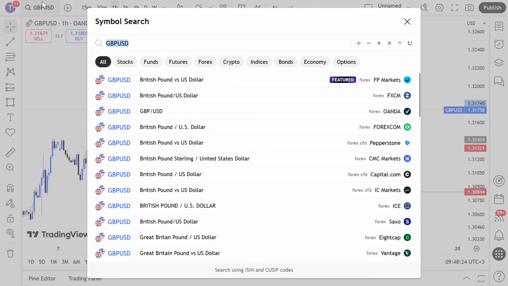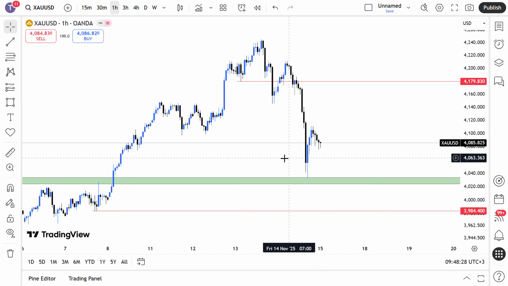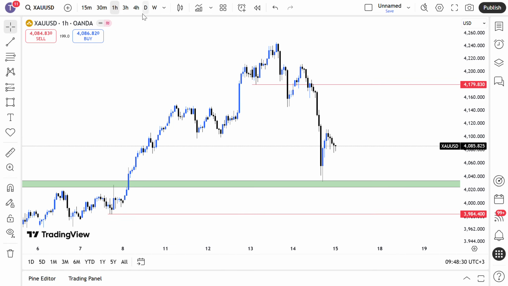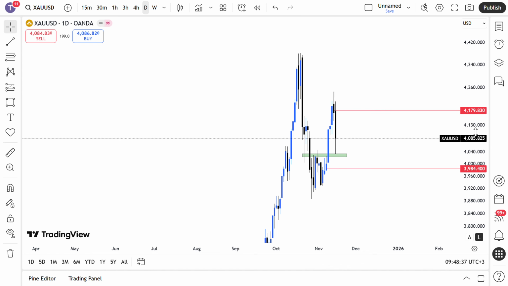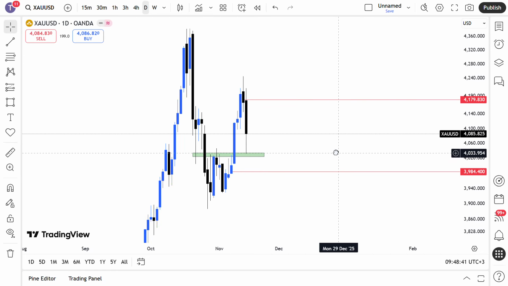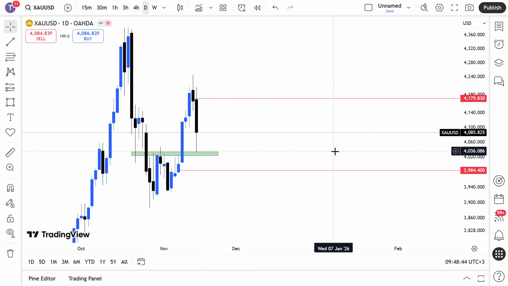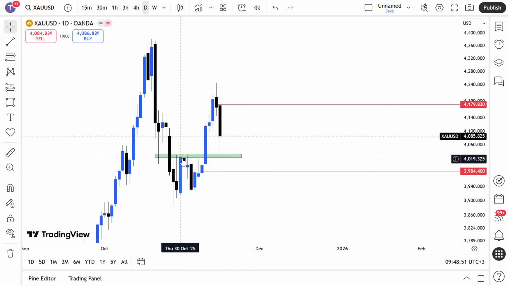So next, I have gold. On gold, if I go to the daily time frame, I told you guys on a Sunday's video that if we have a break of this support and resistance, we are going to look for buys to the upside.